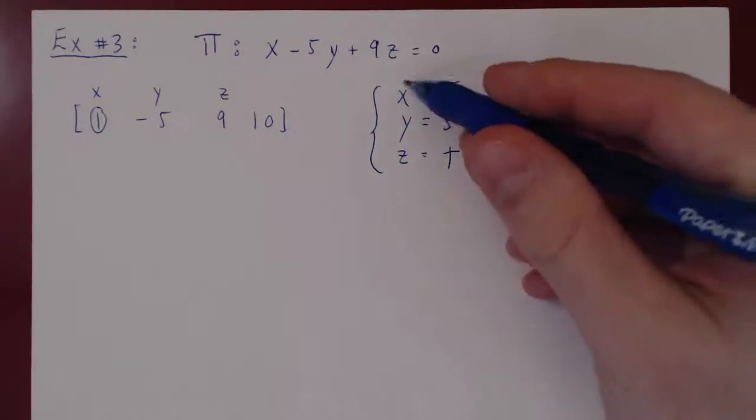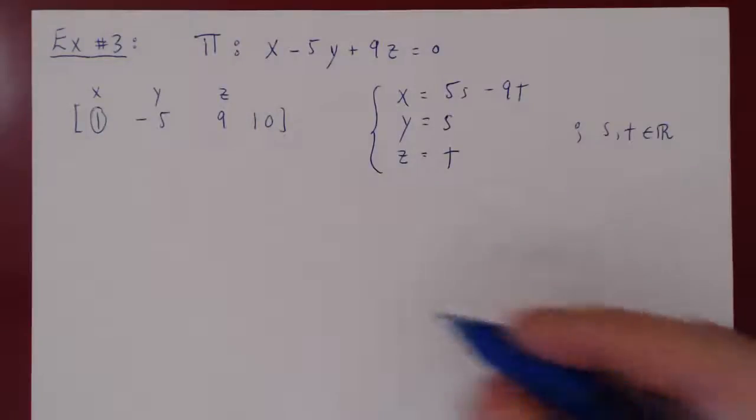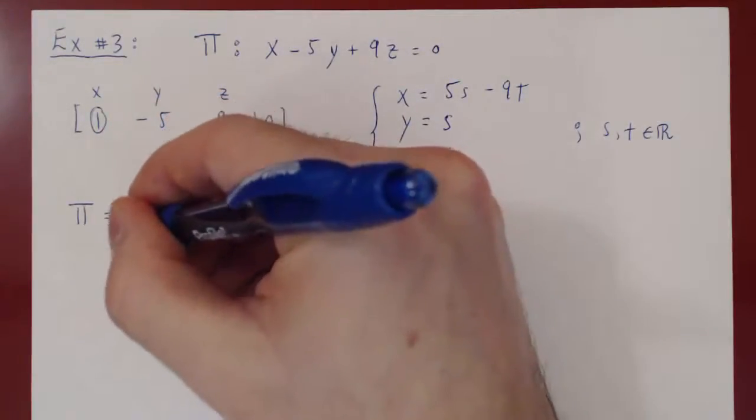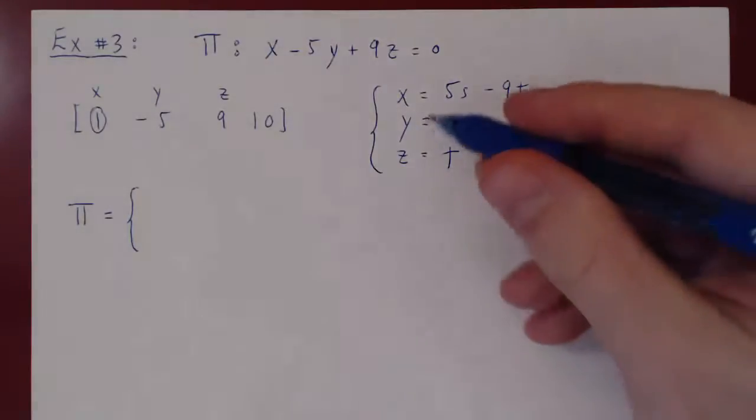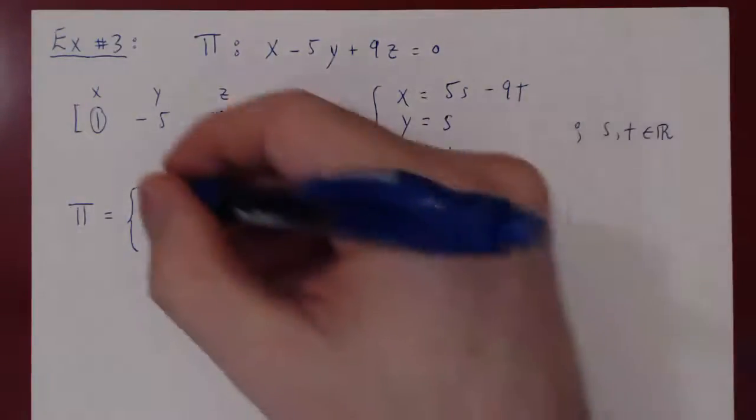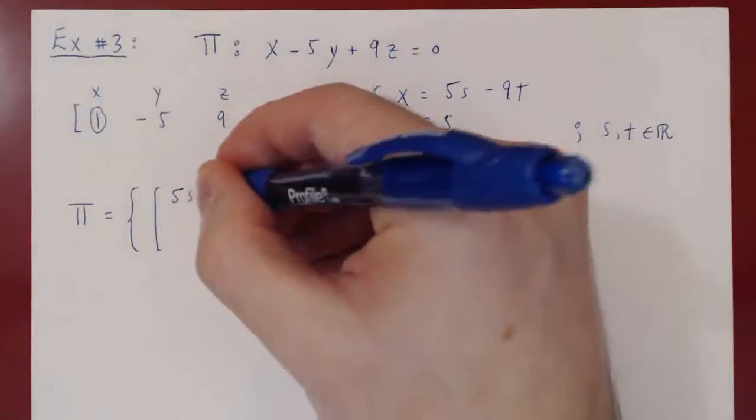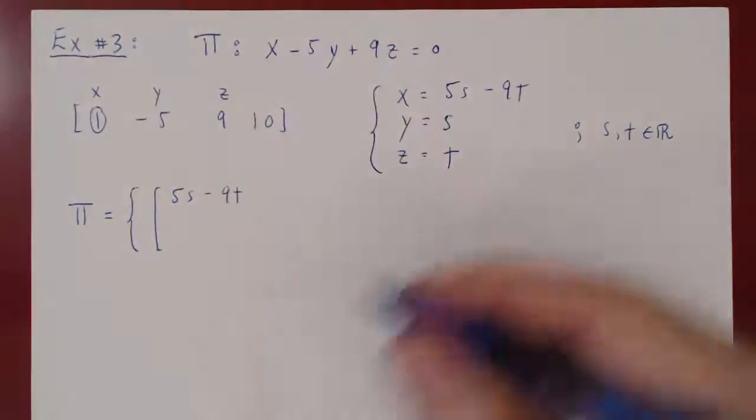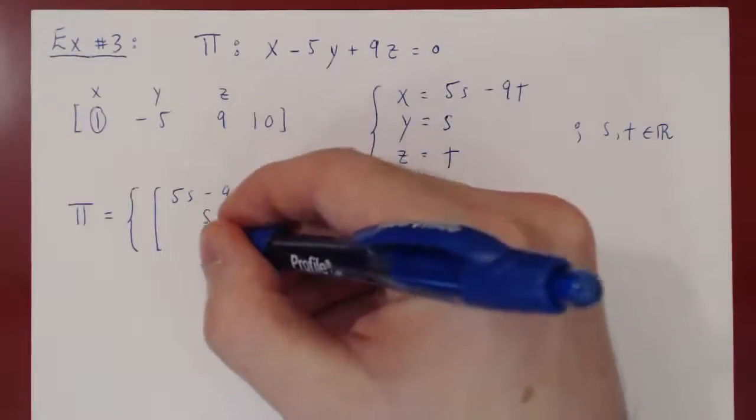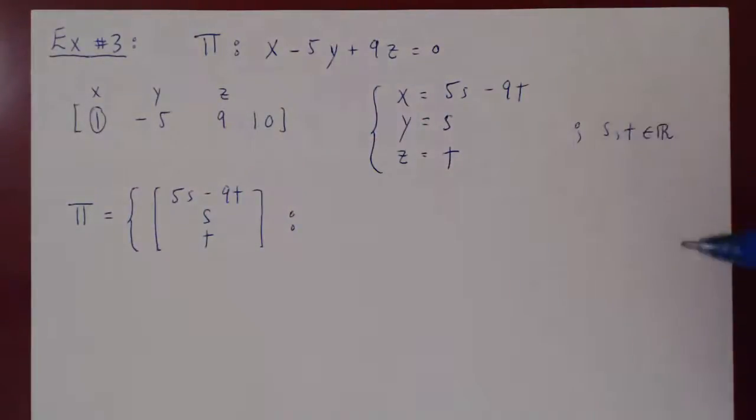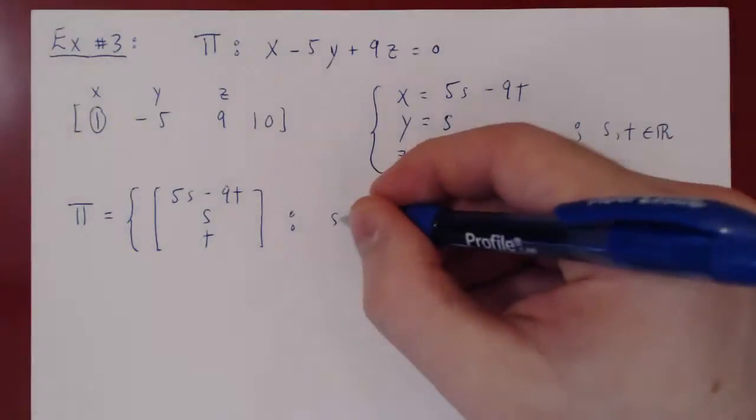And now we can look at the plane explicitly. We have parameterized every possible point on this plane. So the plane consists of the points given by x, y, z, but we know what they are. The x-coordinate must be 5 times s minus 9t. The y-coordinate must be s, and the z-coordinate must be t. And again, s and t are allowed to range over all possible real numbers.